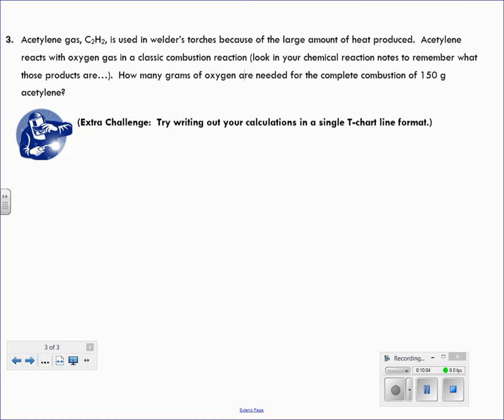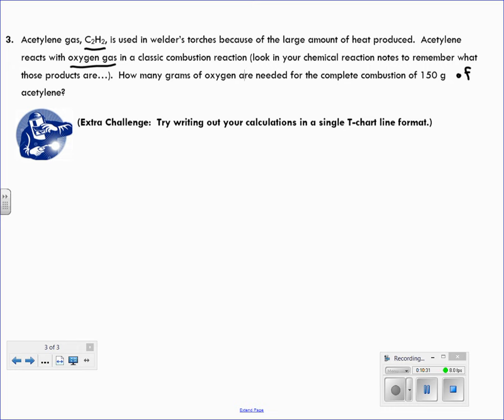Here we go. Acetylene gas, C2H2, is used in welders' torches because of the large amount of heat produced. Okay, I bet that's going to be important. Acetylene gas reacts with oxygen in a classic combustion reaction. Look in your chemical reaction notes to remember what those products are. How many grams of oxygen are needed for the complete combustion of 150 grams of acetylene?